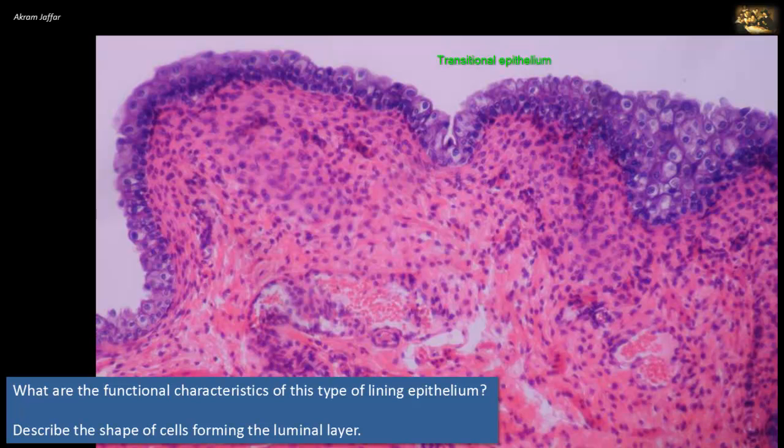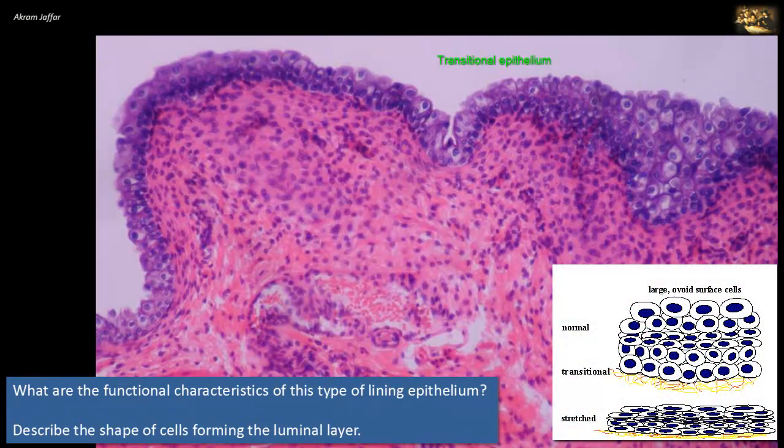This type of epithelium is distensible. So when relaxed, the surface epithelial cells are not only cuboidal but bulge into the lumen. That's why they are called dome-shaped cells or umbrella cells. The cells of a transitional epithelium have interdigitating cell junctions that permit great distension of the epithelium without damage to the surface integrity. So the first functional characteristic here is that it is a distensible epithelium.